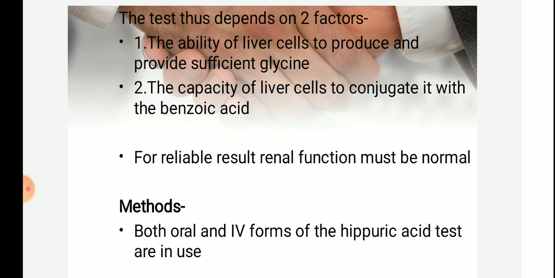The test thus depends on 2 factors: the ability of liver cells to produce and provide sufficient glycine, and the capacity of liver cells to conjugate it with the benzoic acid. So conjugation process there. For reliable result, renal function tests must be normal. So sometimes you need correlation of LFT with the renal function tests. Both oral and IV forms of the hippuric acid test are in use.